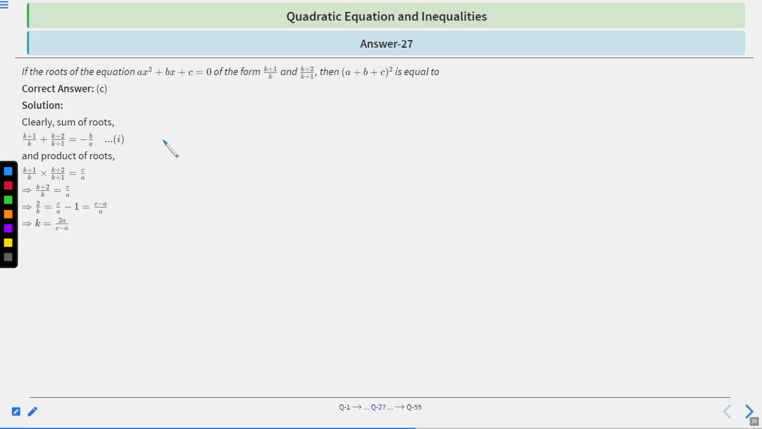Okay, so the roots are of the form this. So the sum of roots is basically −b/a. So (k + 1)/k + (k + 2)/(k + 1) is equal to −b/a. Suppose this is equation 1. The product of roots is (k + 1)/k into (k + 2)/(k + 1). The k + 1 and k + 1 will cancel out, and it is equal to c/a. Right. So after solving this, we get 2/k is equal to c/a − 1, so (c − a)/a. So k is equal to 2a/(c − a).